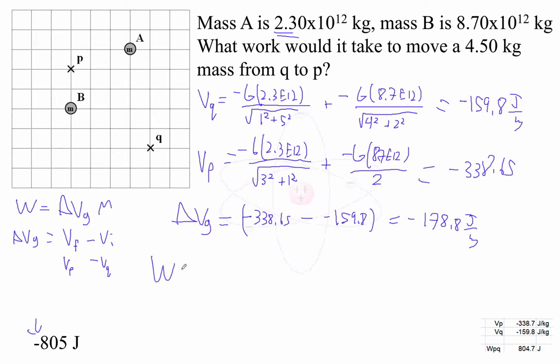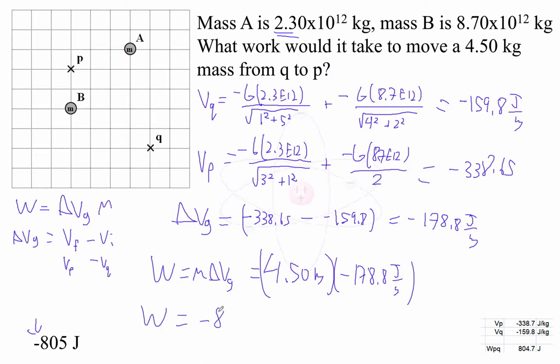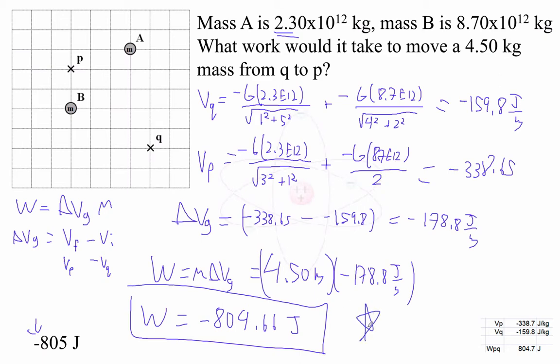And now the work done is mass times change in potential, right? Our mass is 4.5 times negative 178.8 joules per kilogram. So times 4.5. And I get that the work I did was negative 804.66 joules, or negative 805 joules, right? All right, happy hunting.